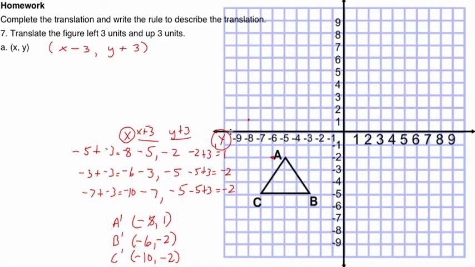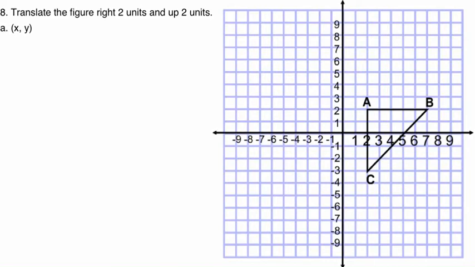And then negative 10, negative 2 right here. And if I connect those, it's going to look just like that triangle. Looks like an isosceles triangle, where two sides are exactly the same. And I have my new translation.